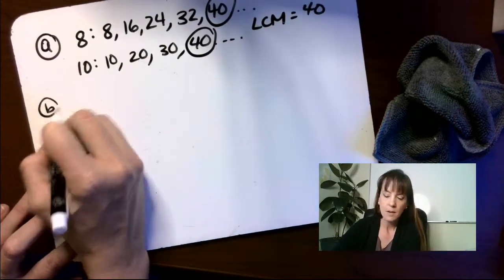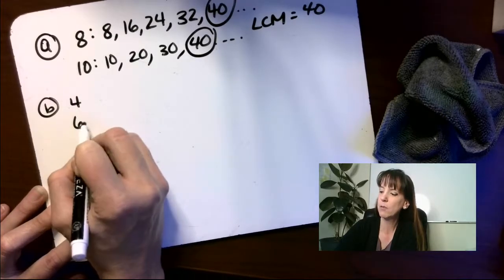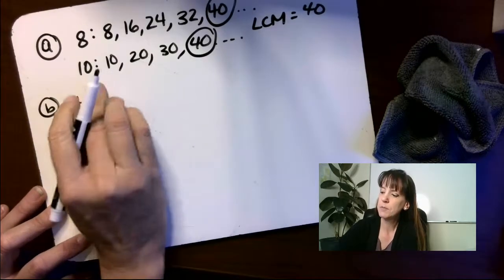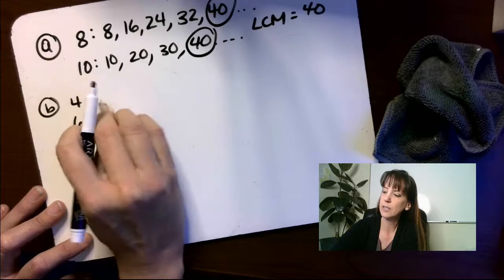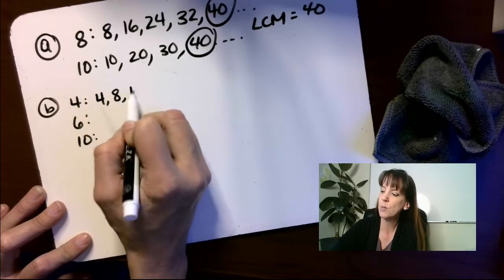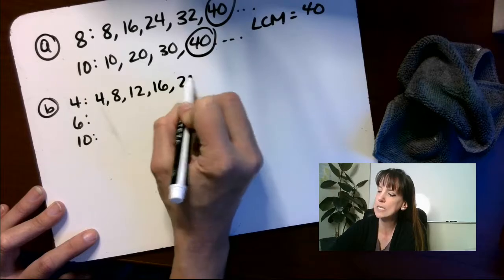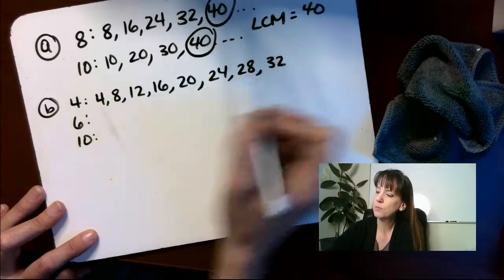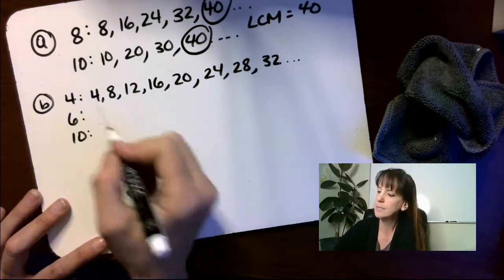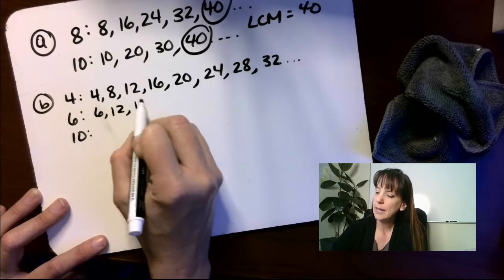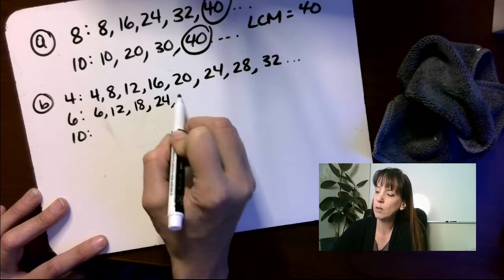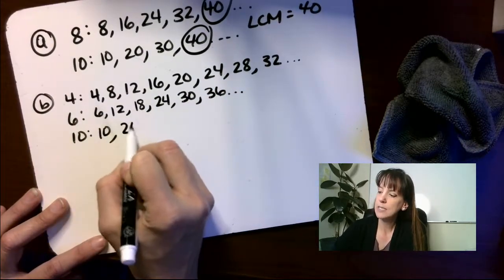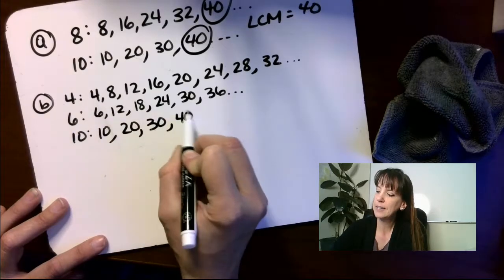Let's try B. Find the least common multiple of 4, 6, and 10. Let's do 4. We would get 8. So 4, 8, 12, 16, 20, 24, 28, 32, and so on and so forth, right? The multiples never end. 6, 12, 18, times 4 is 24, times 5 is 30, 36, so on and so forth. 10, 20, 30, 40, 50.